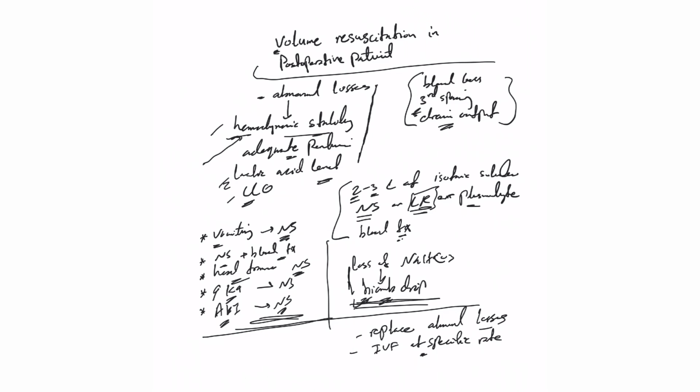And I've seen both. So some people just give, let's say, NS or LR at 125 mL per hour, for example, especially if there's third spacing you feel in the abdominal cavity. And then you monitor the hemodynamic stability and signs of perfusion, and you decide. And you keep this until the ongoing loss becomes minimal or nonexistent, so that the patient can replace them orally once the patient starts eating.